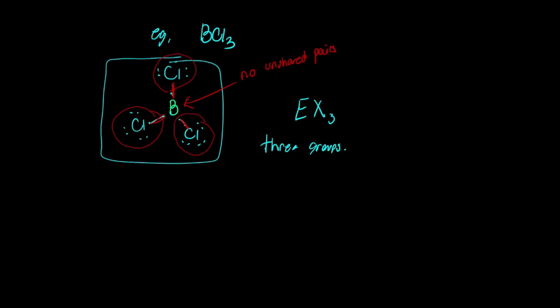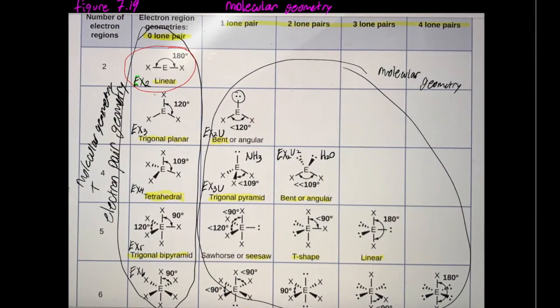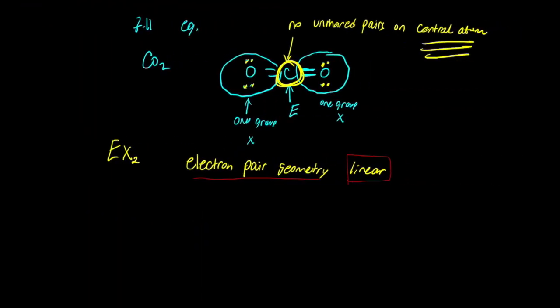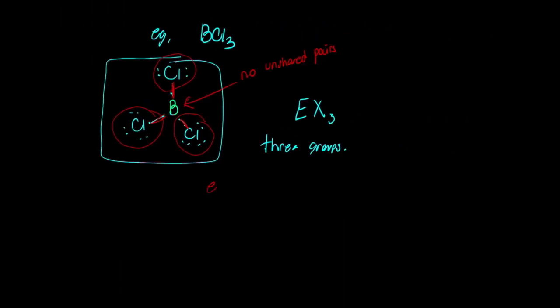That means we basically go back to here. Let me use red. If it has 3 groups, we call it trigonal planar. And it has no lone pairs, so the molecular geometry is also trigonal planar. So we would say the electron geometry is equal to the molecular geometry, which is trigonal planar.